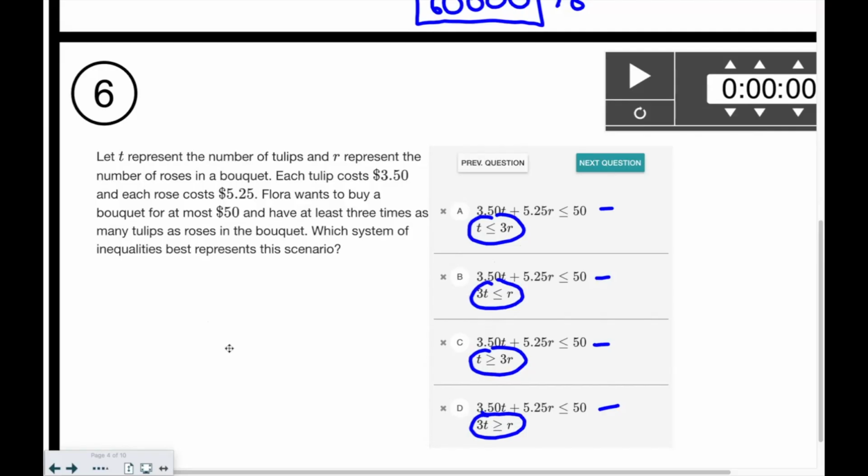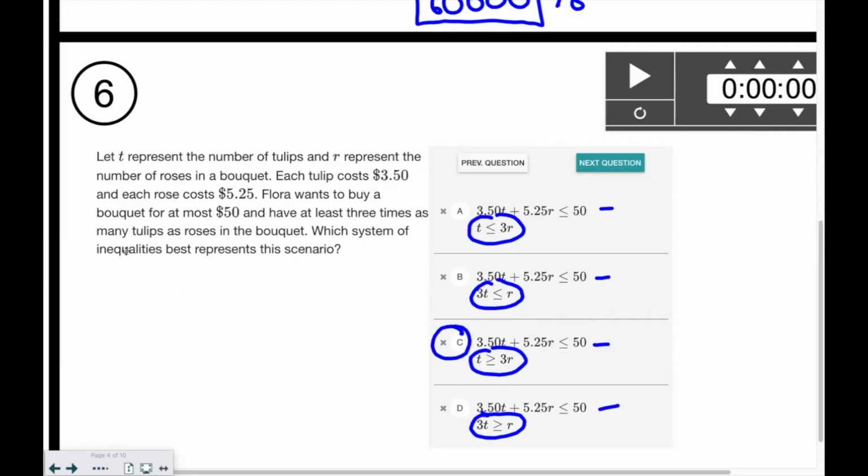But the actual answer, let me think about this. Yeah, I'll just tell you the answer first. The actual answer is C. It seems kind of counterintuitive because it says 3 times as many tulips as roses, but it's the roses that are actually being multiplied by 3. To explain this, imagine it were an equation first. Just forget about the "at least" for a second.